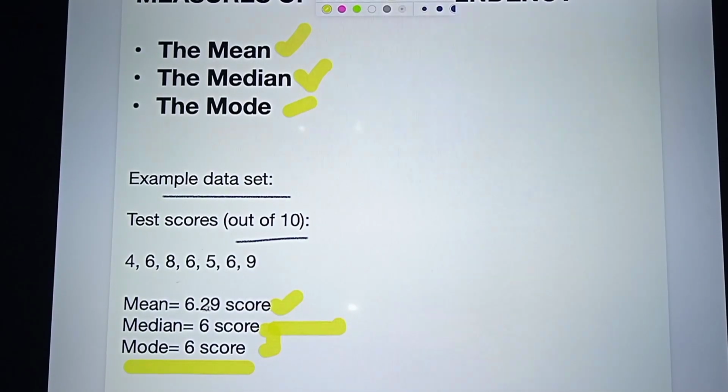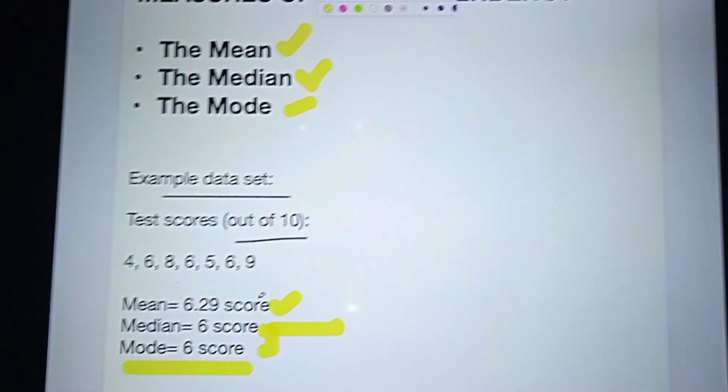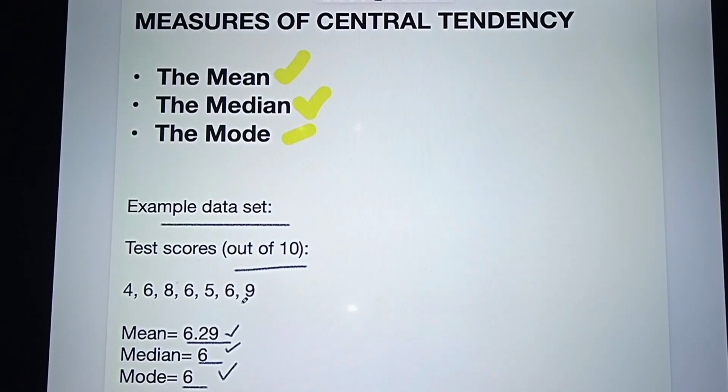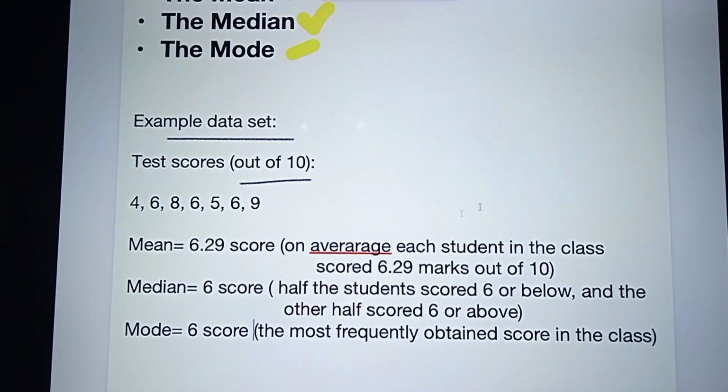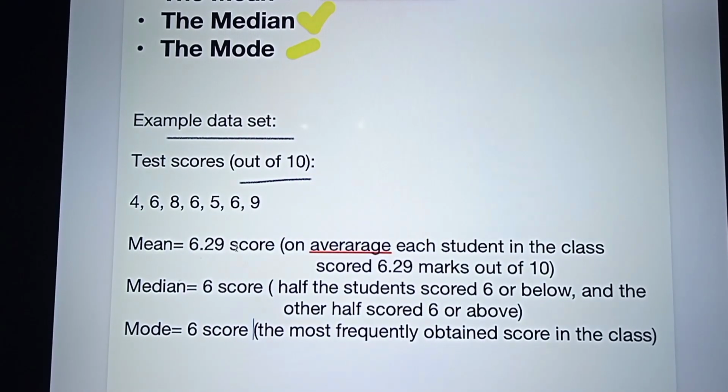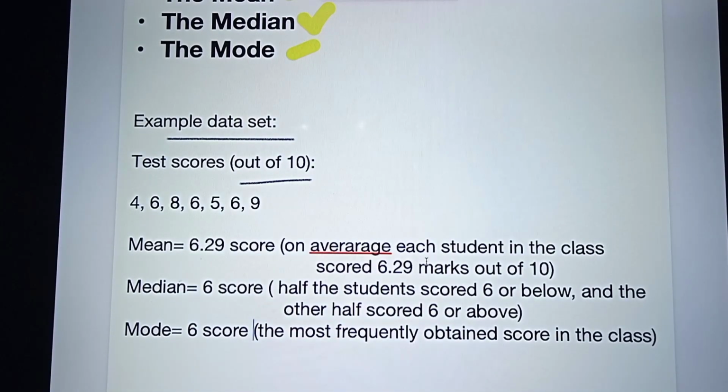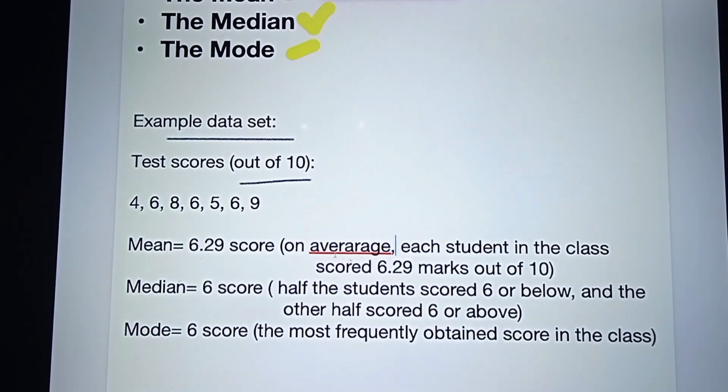So among these all three, mean is considered the best or the most powerful measure of central tendency, but when the data is appropriate, meaning symmetric. Numerical answers without unit are incomplete. Okay, here is the interpretation. Mean is equal to 6.29 score means on average each student in the class scored 6.29 marks out of 10, because the marks is out of 10.